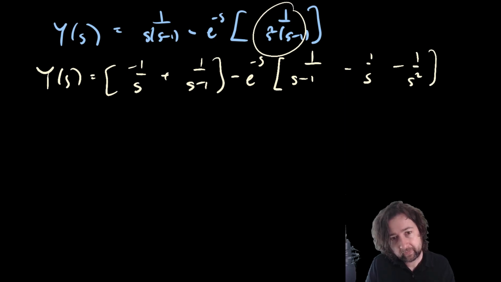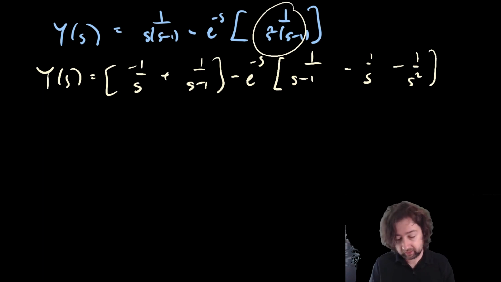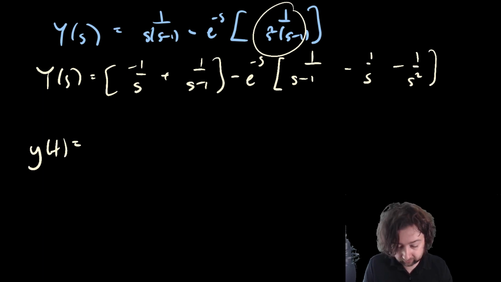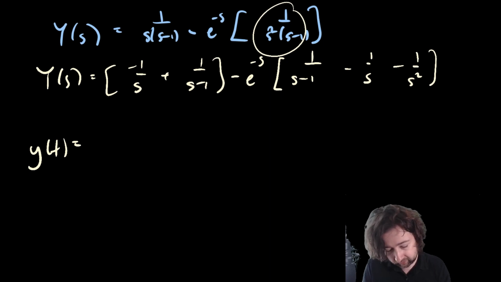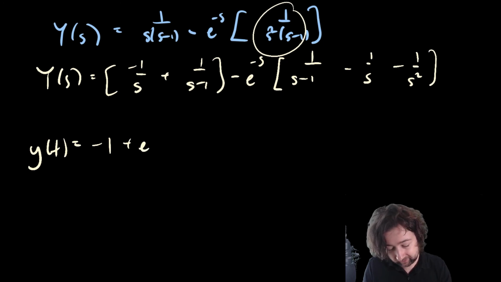When you do that, now you've got things that you can translate backwards, because everything here is easy. It's easy to go backwards with the second shifting theorem. So you can just walk down the line. If this is capital Y, then little y of t has got to be equal to, well, the inverse Laplace transform of 1 over s is 1. So we get a minus 1. The inverse Laplace transform of 1 over s minus 1 is e to the t.